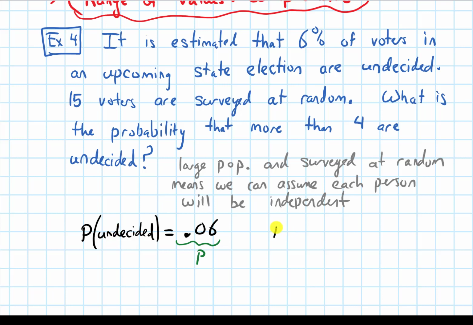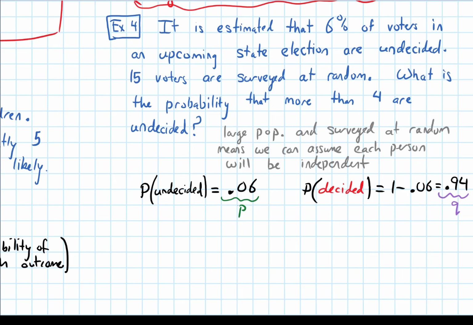And the other outcome is the probability that somebody is not undecided. Probability that they are decided. So that would be 1 minus P, 1 minus 0.06, which is 0.94. And this probability we can label as Q. This is going to be the probability of a failure.